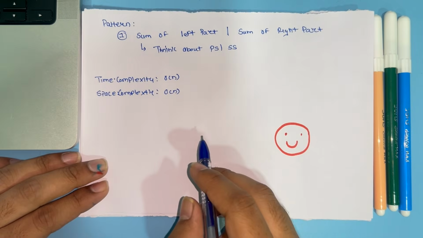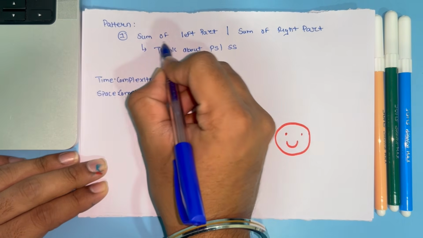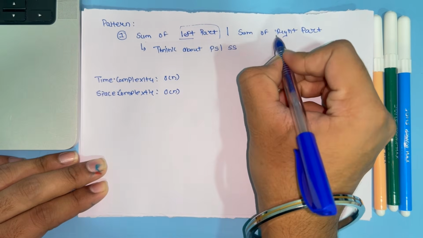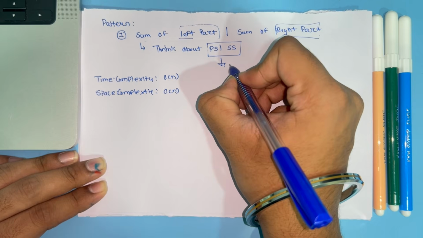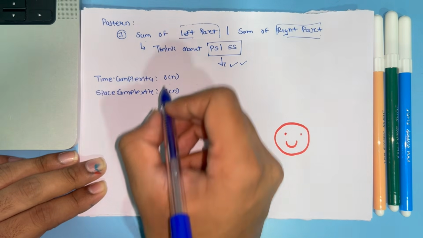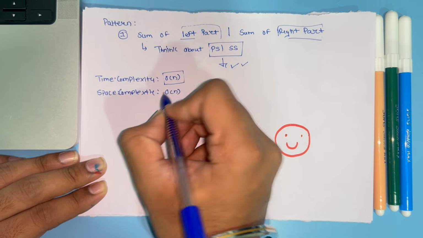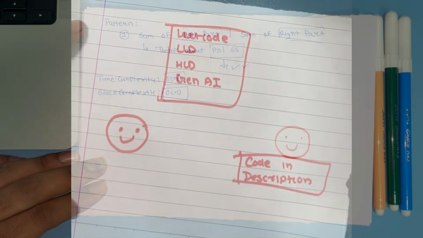Whenever you see in any question that you have to calculate the sum of the left part or the sum of the right part, just think about prefix sum or suffix sum and try to approach it this way. The time complexity of the code was order of n, and the space complexity was order of n. So that's it for this problem.